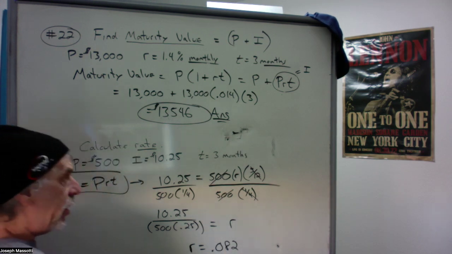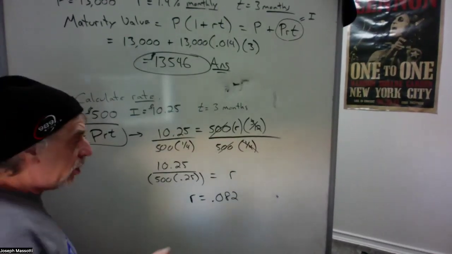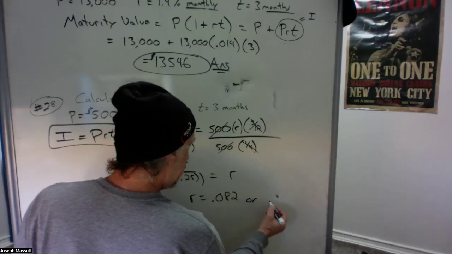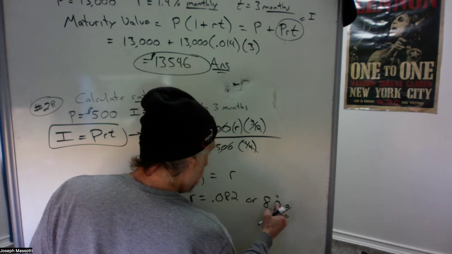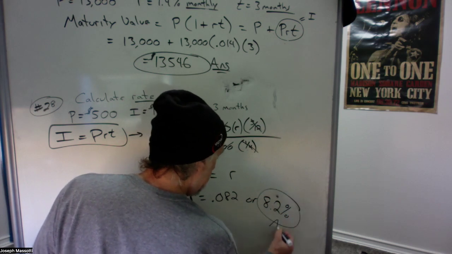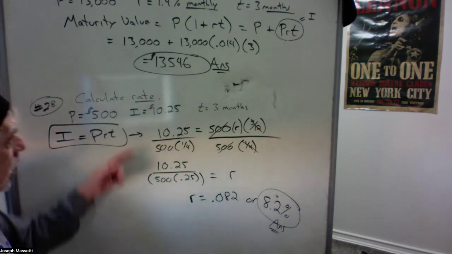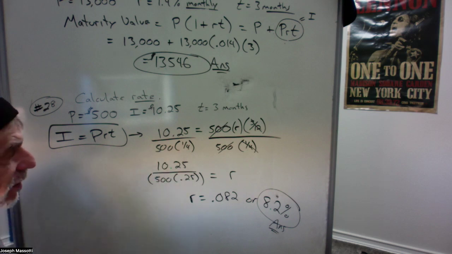Okay, so now just like we changed the rates from percentages to decimals, we can change from decimal to a percent and say this is 8.2%. And that's going to be our rate. Okay, so here, again, 4 unknowns. We're given 3 of the unknowns and asked to solve for that 4th one. All right, so that's section 11.1.